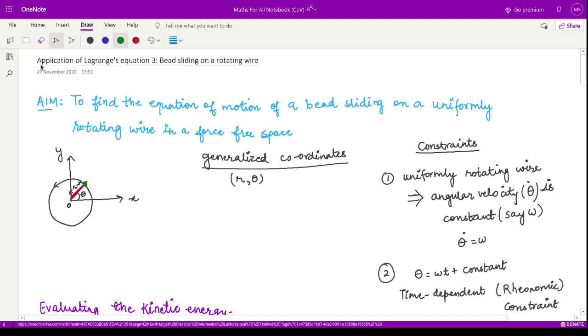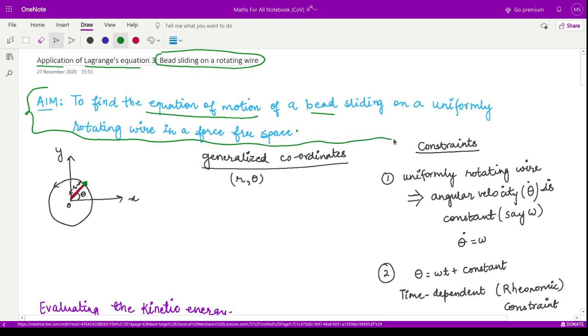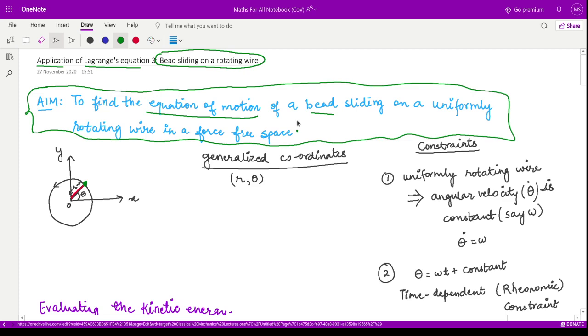In this video, we shall again see an application of Lagrange's equation, and in particular, we'll see the example of a bead which is sliding on a rotating wire. So we have to find the equations of motion of a bead which is sliding on a uniformly rotating wire in a force-free space. This is the only thing that is known to us, and we are interested in finding the equations of motion for this system.